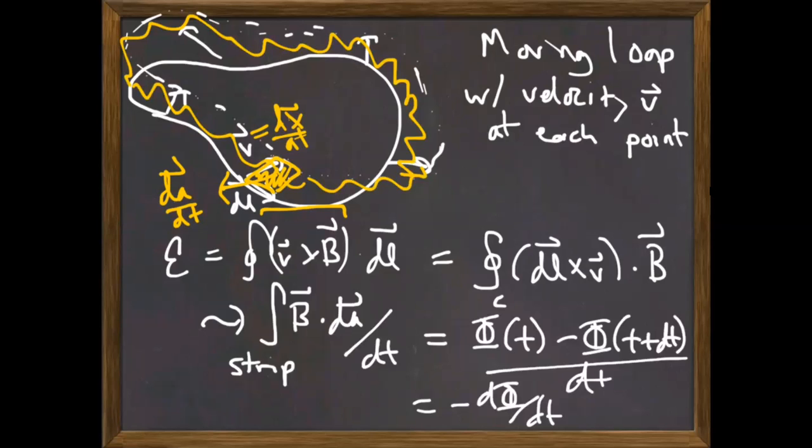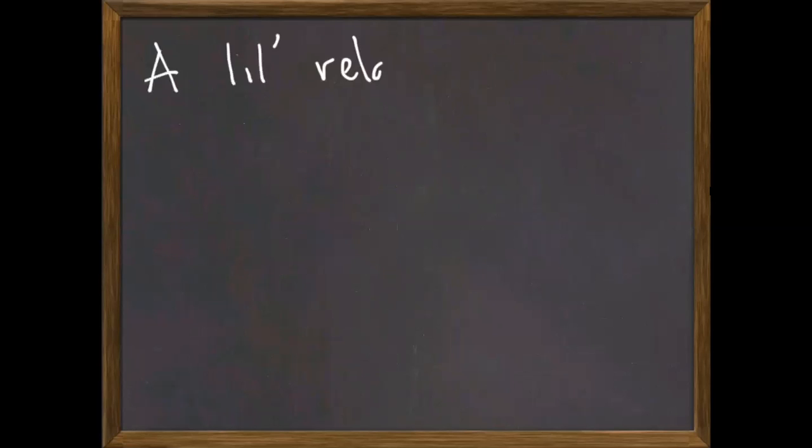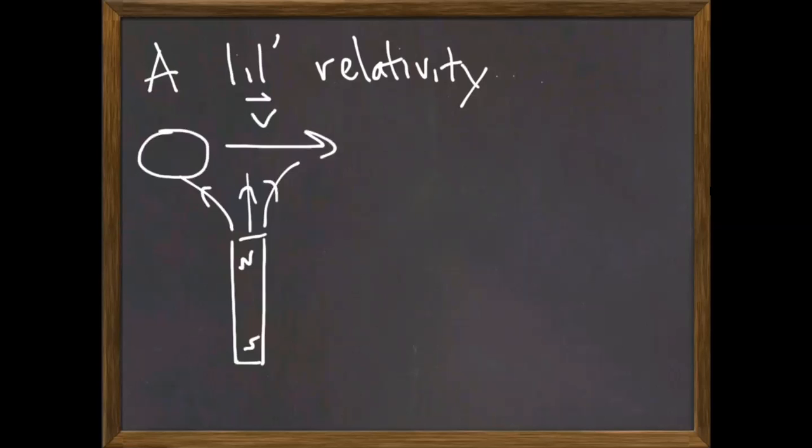Okay, so that derives the flux rule, and the flux rule came exclusively from magnetic forces. It came from the Lorentz force law and nothing else. So we haven't had to modify any of Maxwell's equations, but we can't leave it at that. What we have to do is think a little bit about relativity. And this is just Galilean relativity for now.